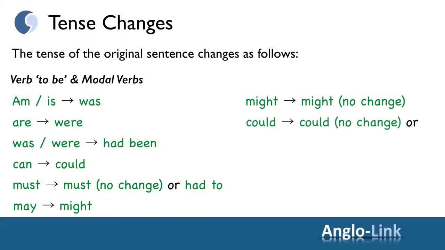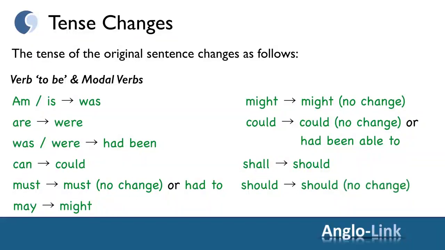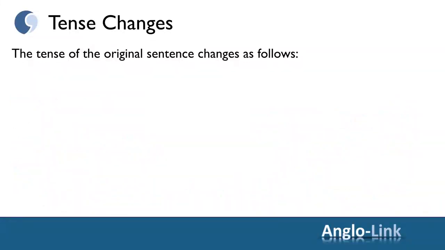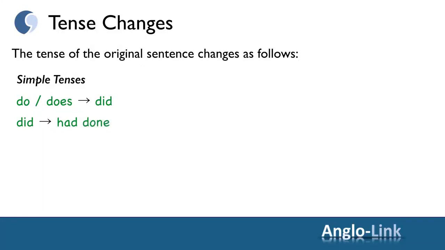Could can stay the same, or it can change to had been able to. Shall becomes should. Should stays the same. And ought to stays the same as well. All right, let's look at simple tenses. Do and does, present simple, become did, past simple. Did changes to had done. And will do changes to would do.